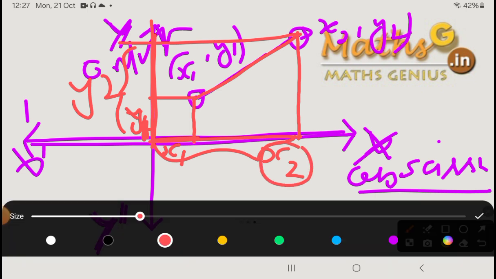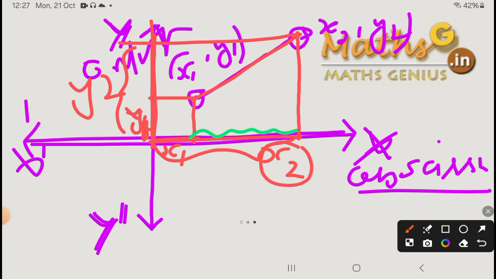So this particular distance is nothing but x2 minus x1. x2 minus x1. So this is the region. Clear? And similarly, this particular distance, what we'll get is that here. This one is nothing but y2 minus y1. So this particular region, how do we get it? y2 minus y1. So this is y2 minus y1.